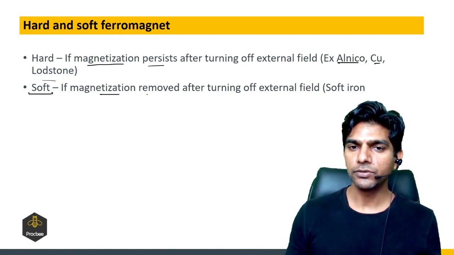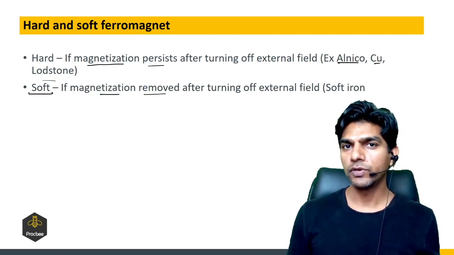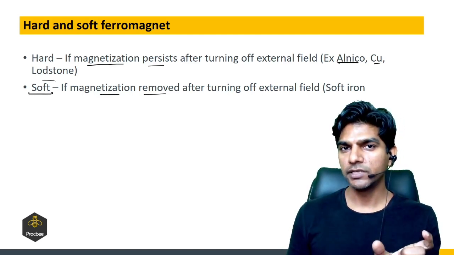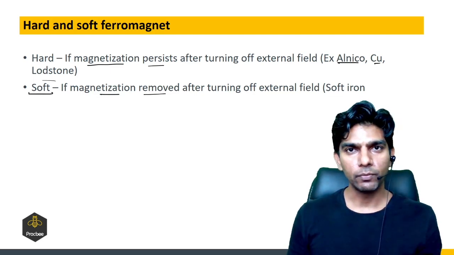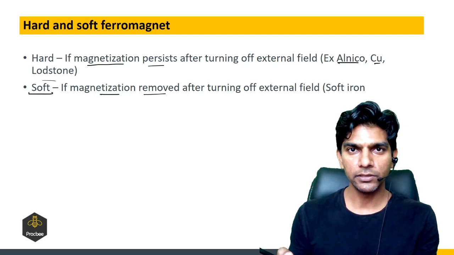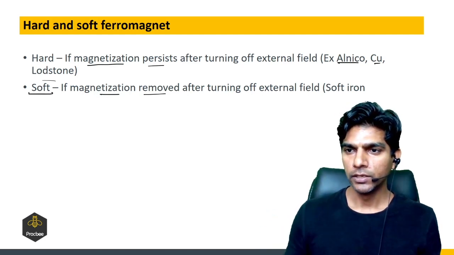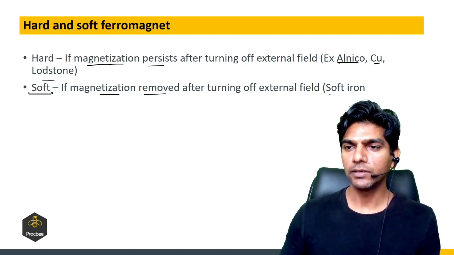And there are soft ferromagnets. If magnetization is removed after turning off the external field, we call them soft ferromagnets. We use these materials to make electromagnets, because we want the electromagnet to behave like a magnet once there is a current in the coil, and it should be completely demagnetized if there is no current in the coil. So the example for a soft ferromagnet will be soft iron.